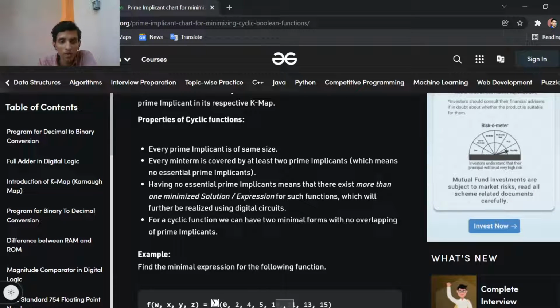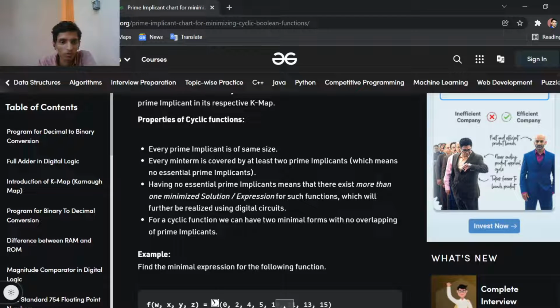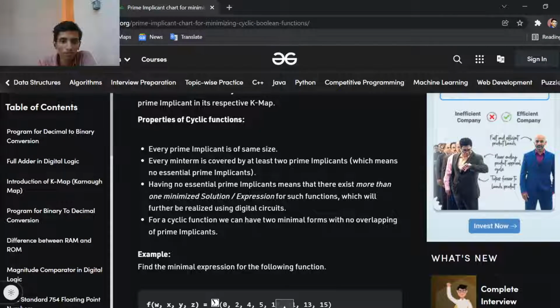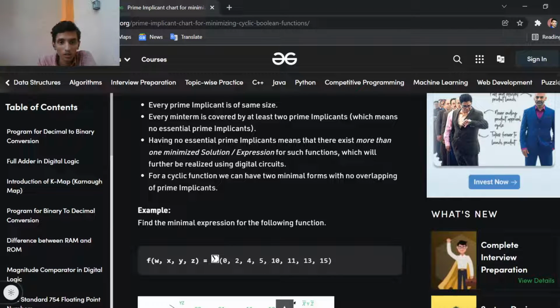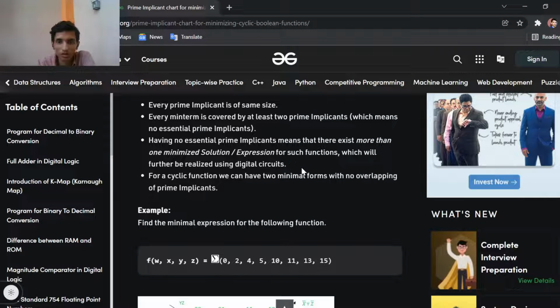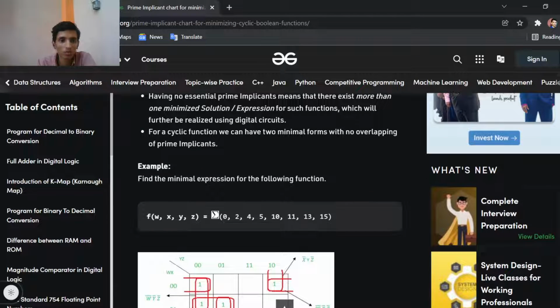Every prime implicant is of the same size. Every minterm is covered by at least 2 prime implicants, which means no essential prime implicants. Having no essential prime implicants means that there exists more than one minimized solution, or expression, for such functions, which will further be realized using digital circuits. The last one is, for a cyclic function, we can have two minimal forms with no overlapping of prime implicants.